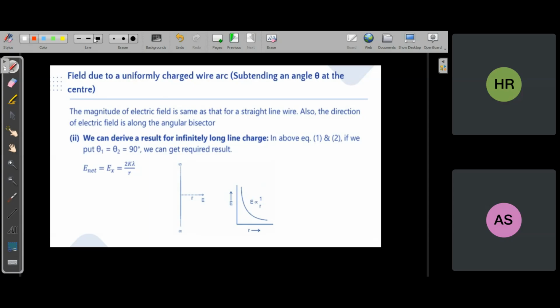So the electric field due to an infinitely long charged wire at a perpendicular distance r is given by this formula: 2k lambda by r. The lambda is the linear charge density. R is the perpendicular distance of the point where you have to find the electric field. Here you have to understand that this formula can only be used for an infinitely long wire.